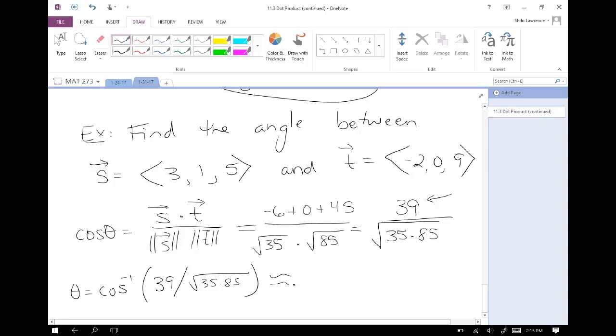Do we have an answer? 44-ish. If we just do one decimal, it's 44.4.